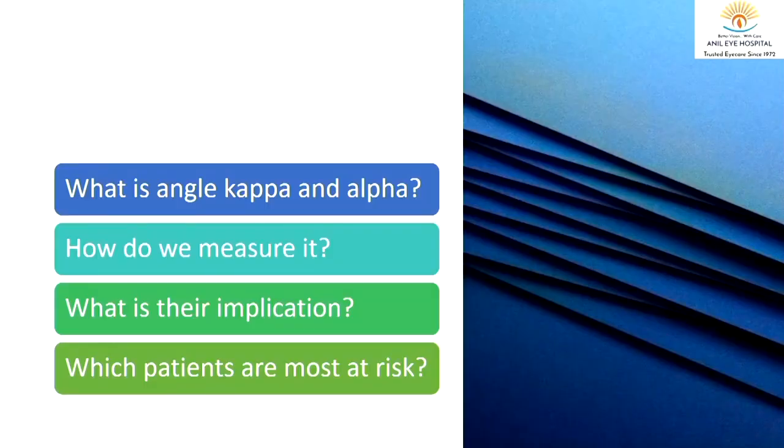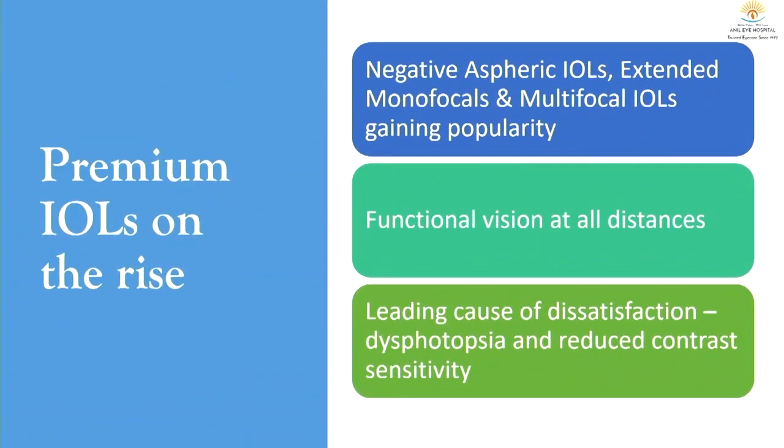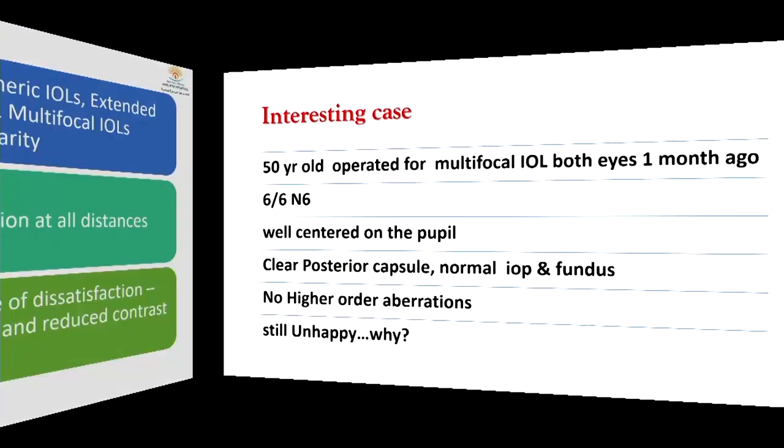No financial interest. So we'll be discussing what exactly angle alpha and kappa are, how we measure them, what the implications are, and which patients are most at risk. Today, with premium IOLs on the rise, we can get good functional vision at all distances. But the leading causes of dissatisfaction are dysphotopsia and reduced contrast sensitivity.